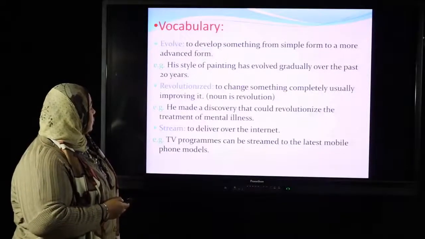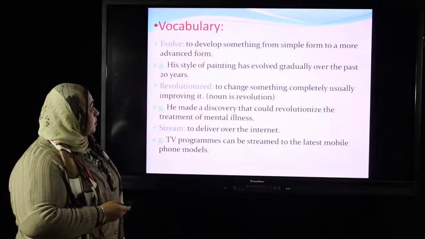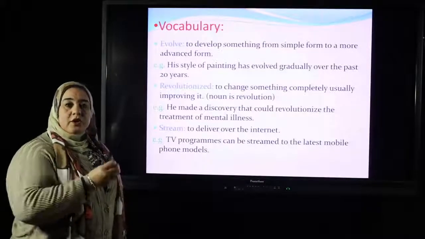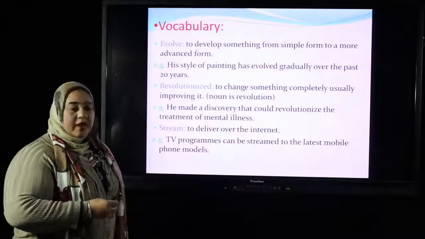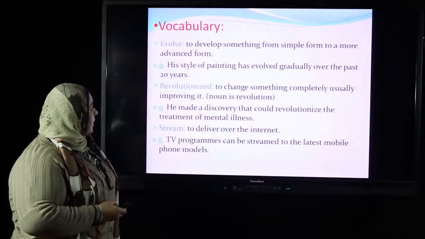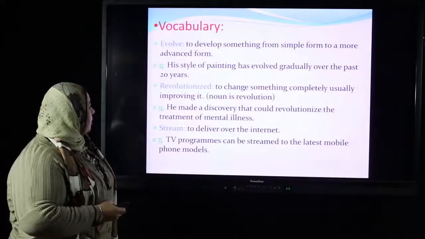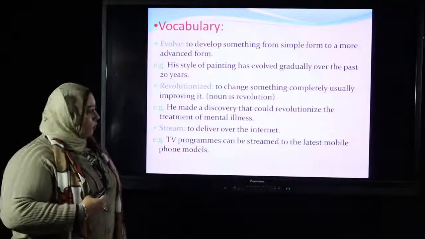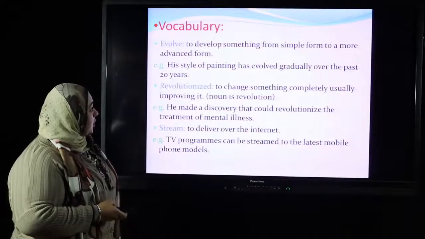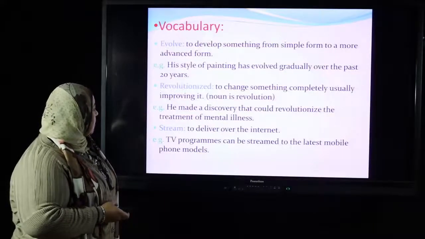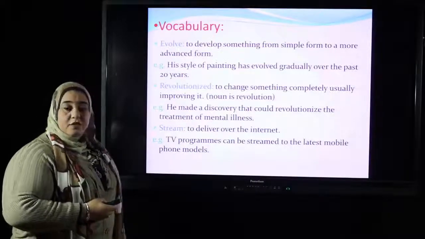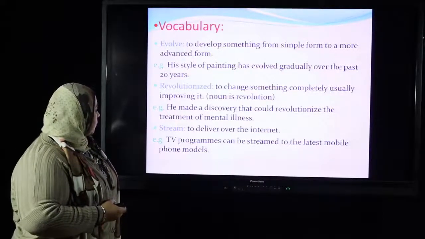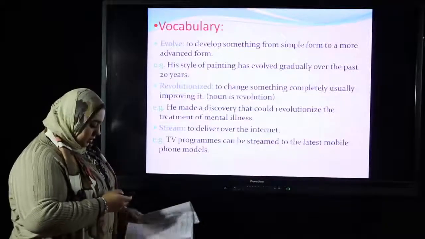The word evolve means to develop something from a simple form to a more advanced form. Something very simple, you turn it to be very advanced or developed. His style of painting has evolved gradually over the past 20 years. Has evolved means has developed or improved. Revolutionize, to change something completely, usually improving it. The noun from this verb is revolution. He made a discovery that could revolutionize the treatment of mental illness.